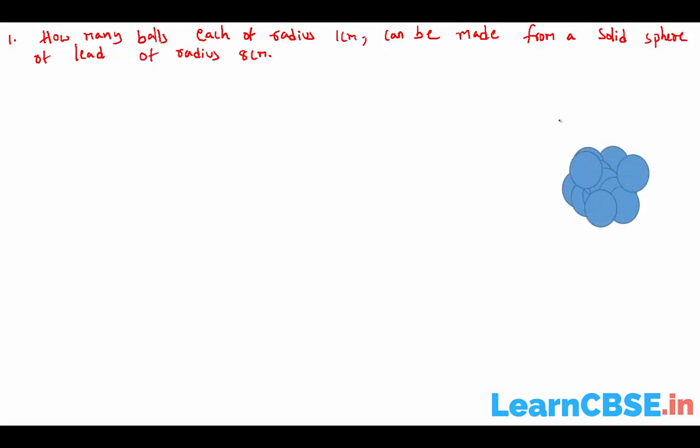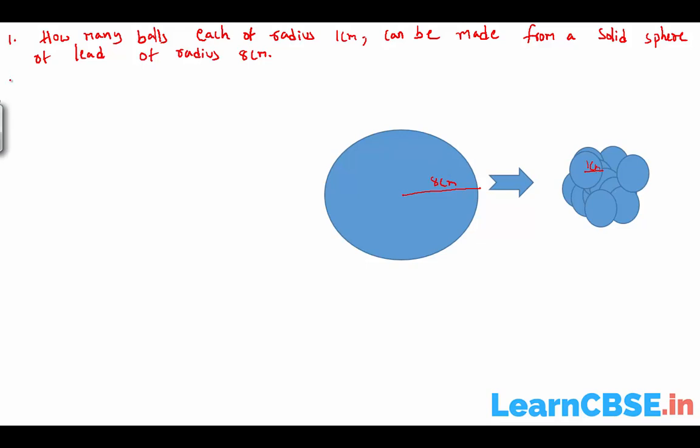So these are the 1 centimeter balls and this is the 8 centimeter sphere of lead, and we can make a number of 1 centimeter balls from this. So we have to find out how many balls we can make from this 8 centimeter sphere.